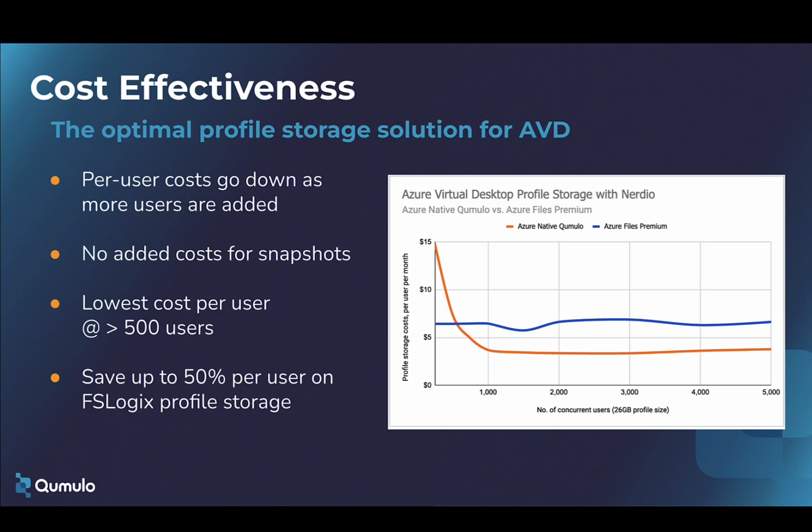Depending on your region, ANQ can be as low as $37 per terabyte month for hot or $10 per terabyte month for cold.